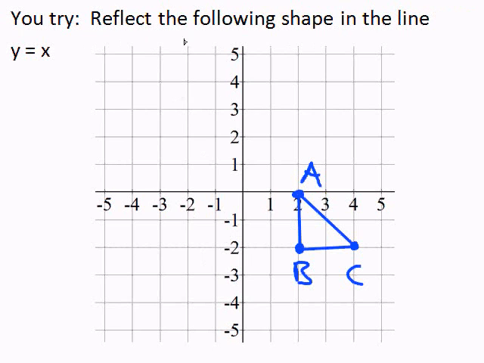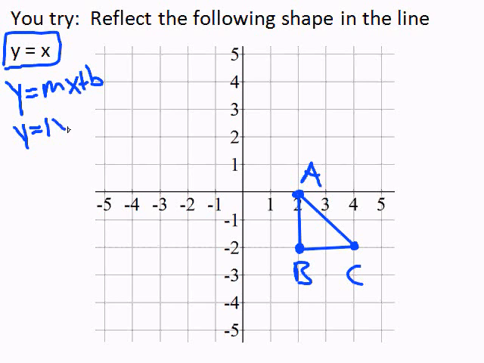Now let's take a look at reflecting the following shape in the line y equals x. This one's going to be a little bit different than the previous two problems because of this equation right here. Y equals x creates a line. If you forgot what line it is, let me remind you real quick. We're looking at y equals mx plus b as the equation of a line. Since there's no number in front of x, that number is understood to be 1. So it's 1x plus b. There's no b, so it's plus 0, which means you plot 0 for your y-intercept.